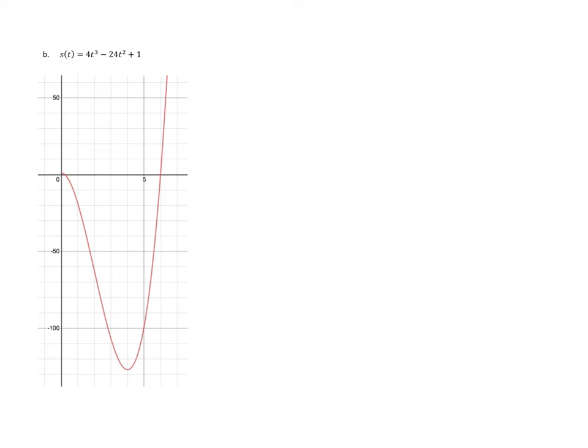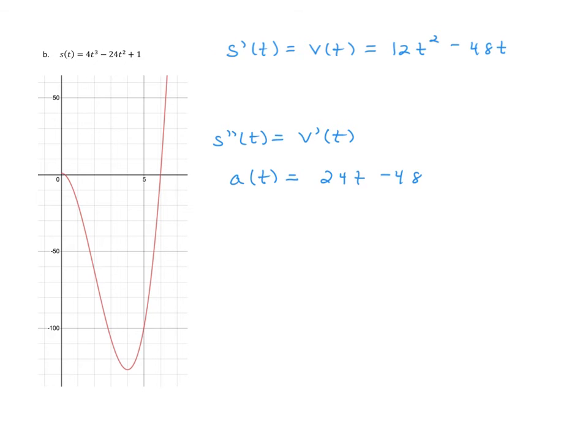Okay, so step 1 is, if I want the acceleration, and I also want to figure out where it's 0, I need the velocity function, which is the derivative of your position. And using our derivative rules, we get 12t squared minus 48t. All right, but if I want the acceleration, that's the second derivative, or the derivative of your velocity, we're calling it a of t. That's going to be equal to 24t minus 48.